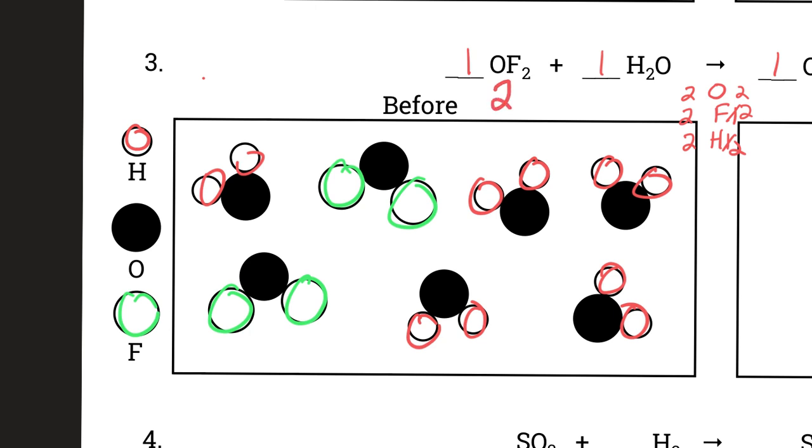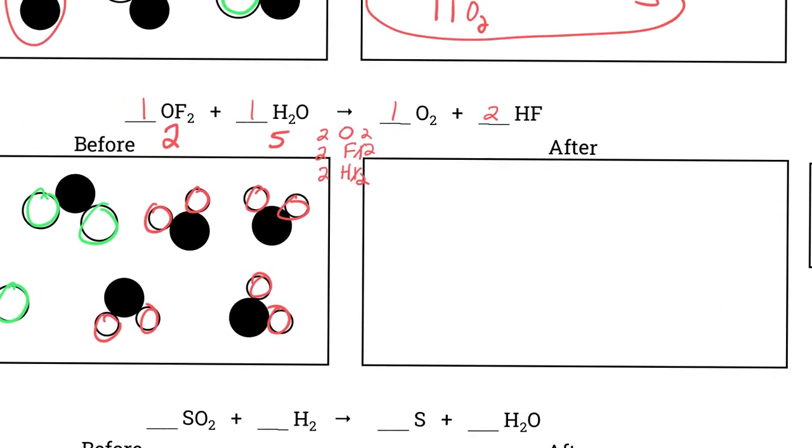How many of the water do I have? 5. Now I'm ready to do my calculation. So what's my known? 2 OF2. If I have OF2 on the top, I'm going to get my coefficient, because this is my bridge to go from my known to my unknown. So OF2. What's going to be on the top?